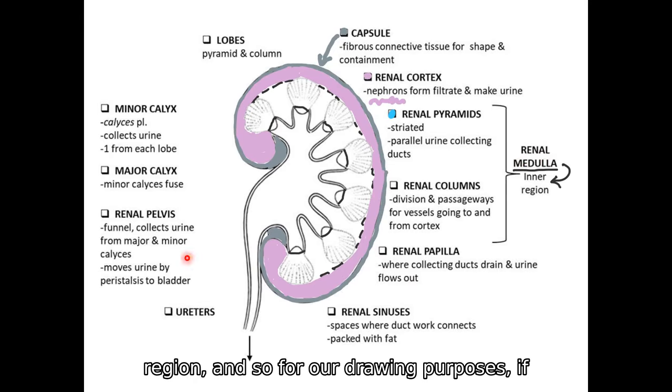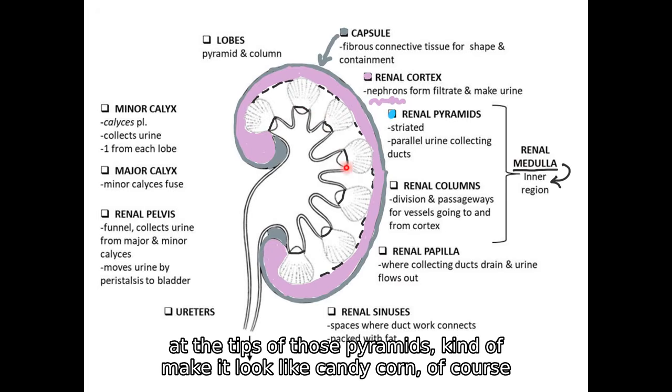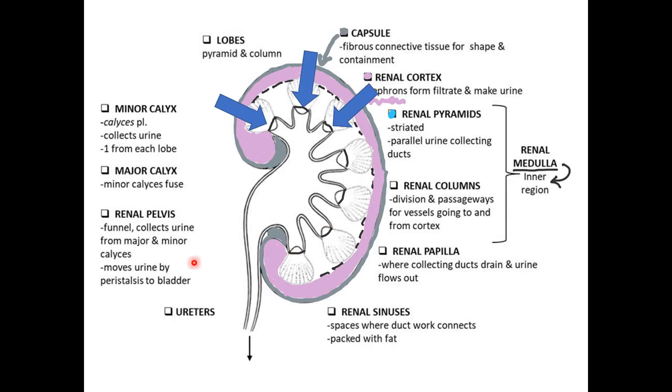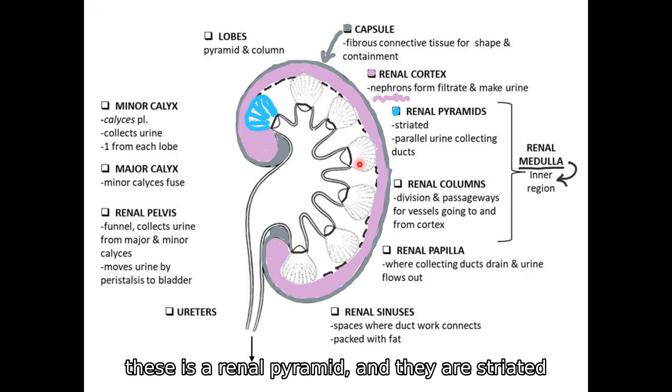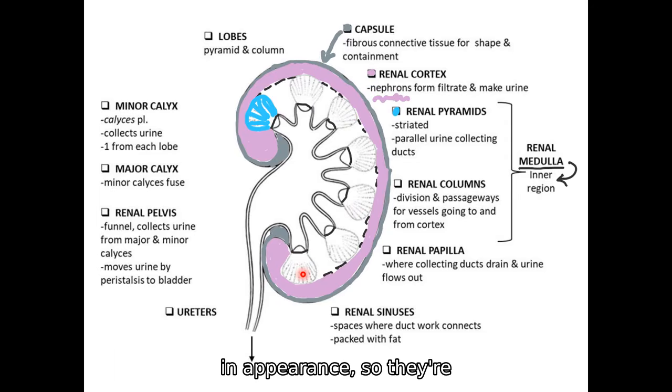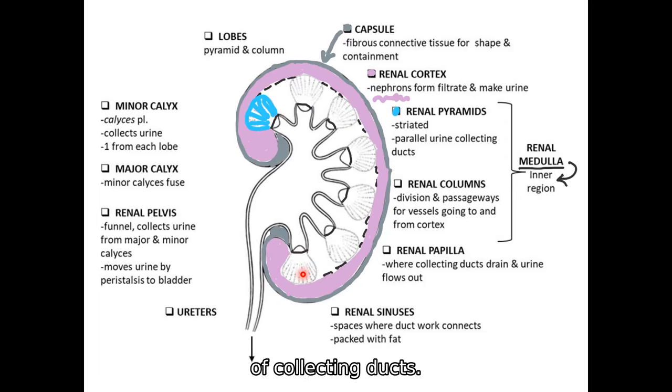And so for our drawing purposes, if you will draw a line right there just at the tips of those pyramids, kind of make it look like candy corn. It's right there. And then each one of these is a renal pyramid. And they are striated in appearance, so they're striped in appearance. And that is because they're going to be a cone-shaped collection of collecting ducts.